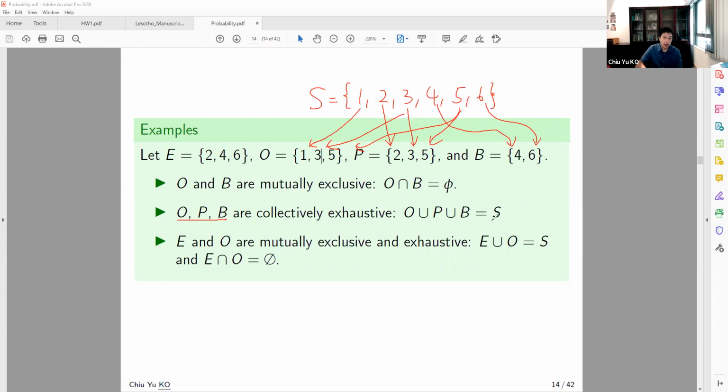And you can easily check E and O are mutually exclusive because there's no common element. And they are collectively exhaustive because, repeating the same idea, you can find every single element in S in either E or O. So that's why they are mutually exclusive and exhaustive. Remember, E and O are the partitions of S, if you use another terminology.